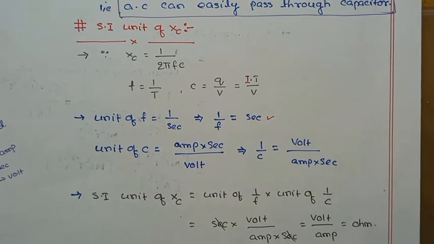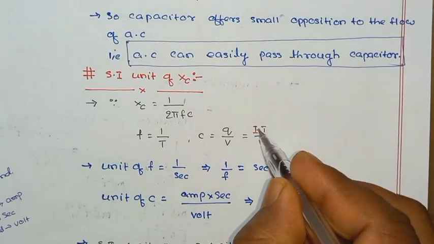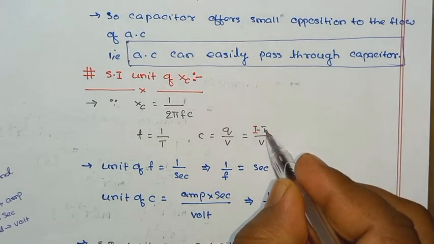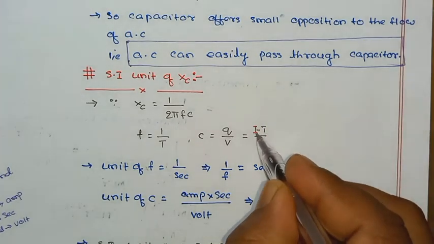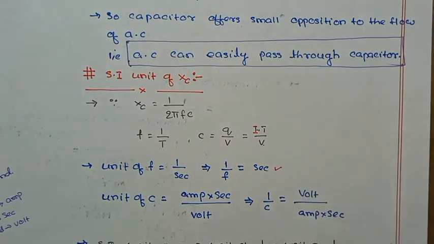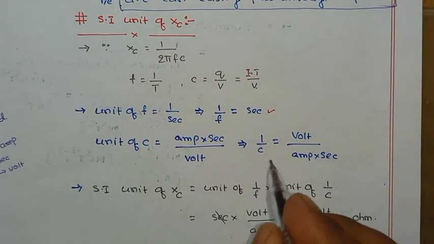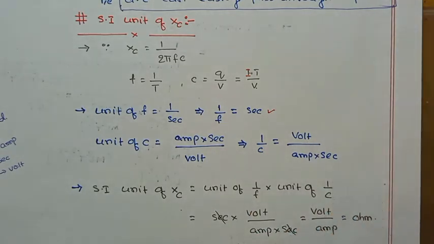Unit of C is, see here in this relation, ampere into second by volt. Time is measured in second. Potential is measured in volt. So ampere second by volt. So unit of C is ampere second by volt. That means unit of 1 by C is volt by ampere second.